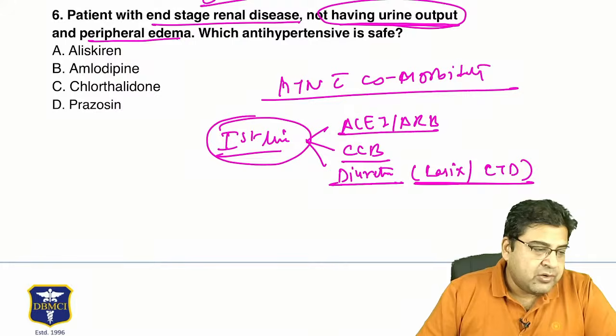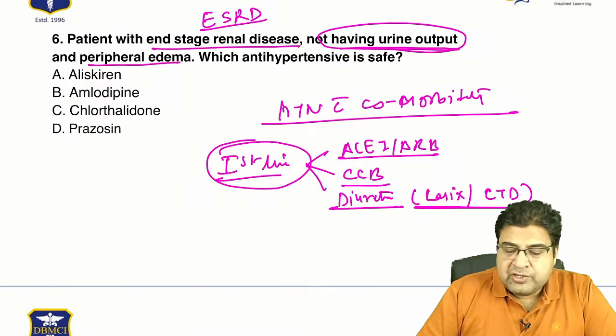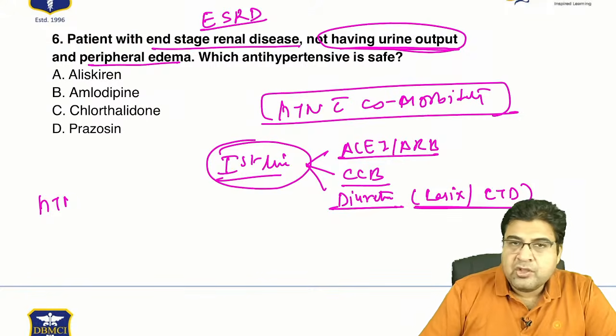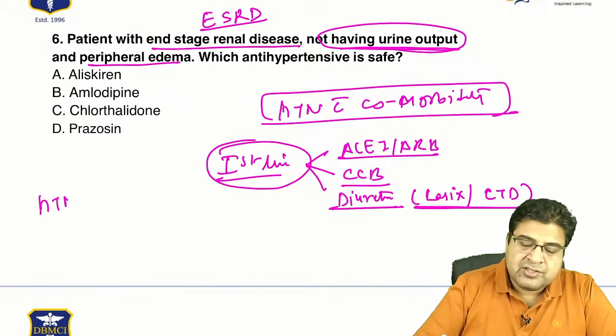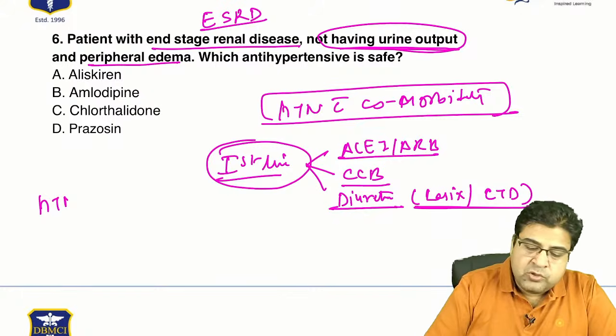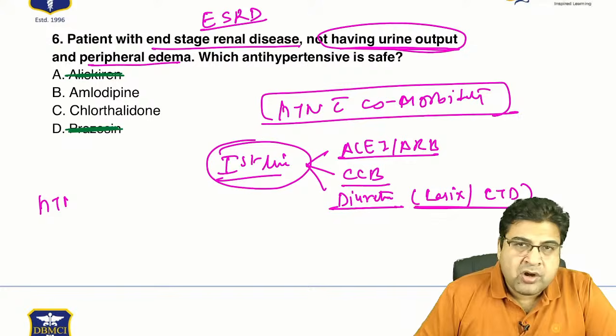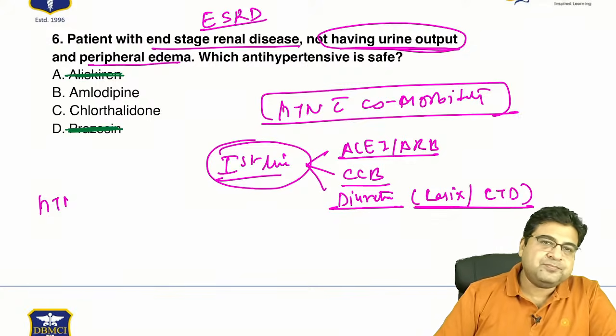drug. So whenever a question is asked to you on a treatment of hypertension with some comorbidity, first of all, rule out the drugs which are not the first line drugs. So here two medicines are directly ruled out, because they are not the first line antihypertensive drugs.